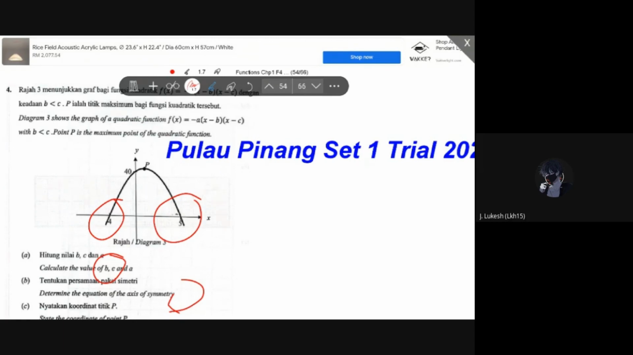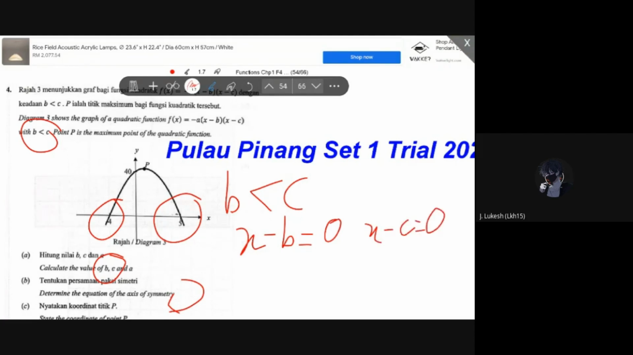Okay. So, mereka bagi condition ni tahu ada satu anggapan yang mereka buat kat sini. B lebih kecil daripada C. So, soalan ni bagi ni sebab ada sebab dia. So, first of all, kamu kena buat macam ni. You have to make X minus B, X minus C equals to 0. Sebab kamu nak cari B dan C kan sekarang. And you have your X value kat sini. Jangan lupa negative 4 dan 5 tu nilai X kamu.